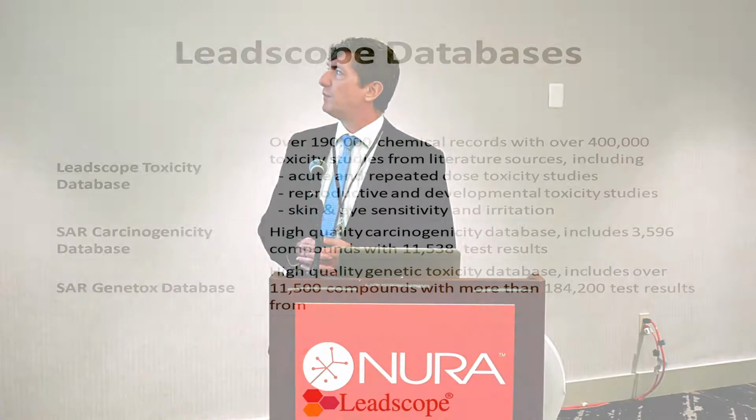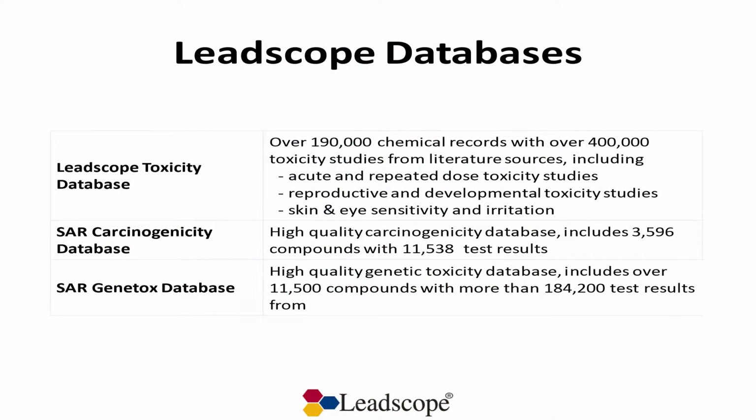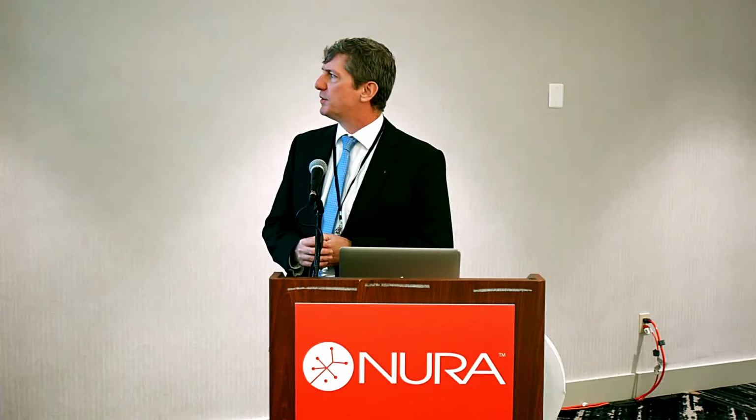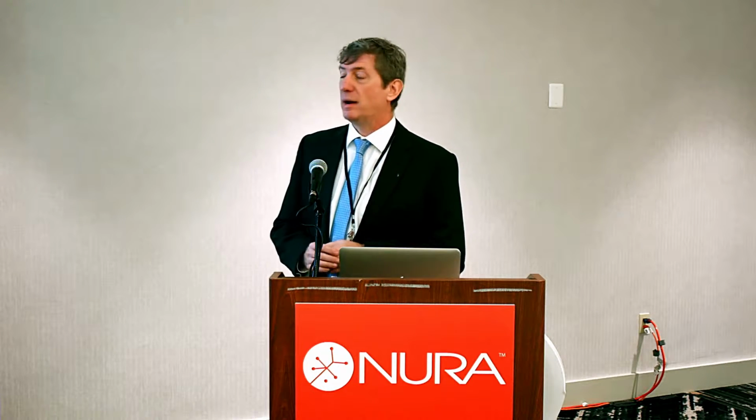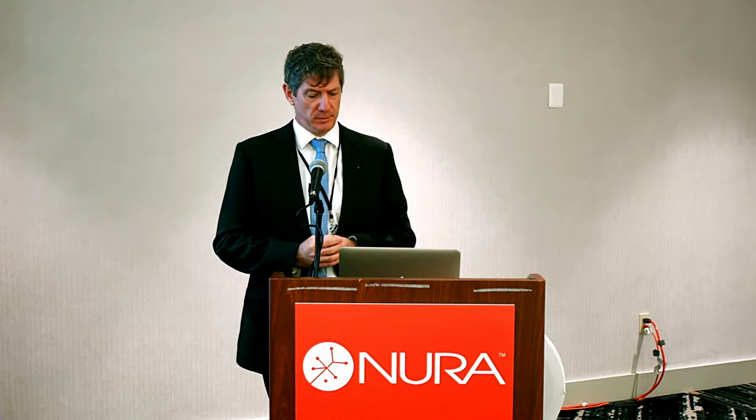We also have very large databases. I have a database of over 400,000 chemicals with about 200,000 different studies. This is a general toxicity database. And then we have some specialized databases for carcinogenicity and genetic tox. The carcinogenicity database has about 3,500 chemicals, and the genetic tox database has about 11,500 chemicals.